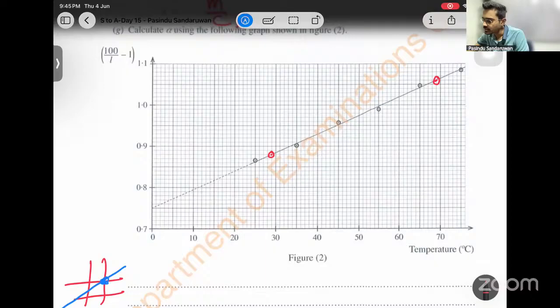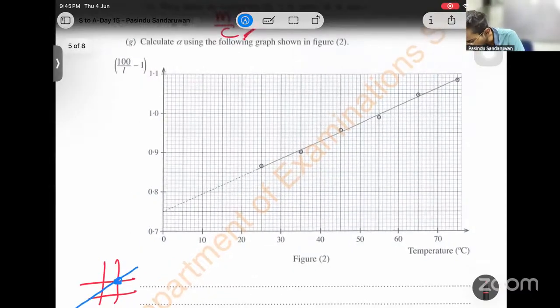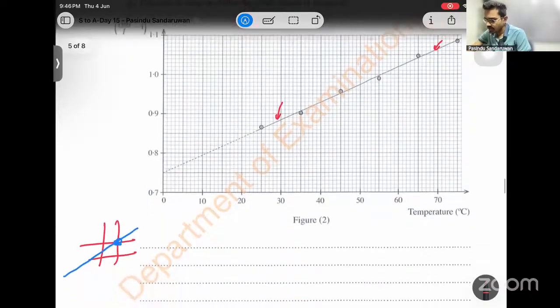I'll just put a dot to make it easy. Or should I put an arrow? Let's be lazy. One point that I have selected is here. It must have exact intersections. And the other point I have selected is here. There are the two points. Those two are the 2 points selected. Now we take the readings with this scale.